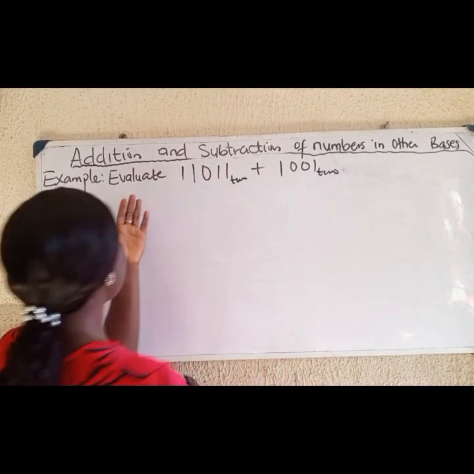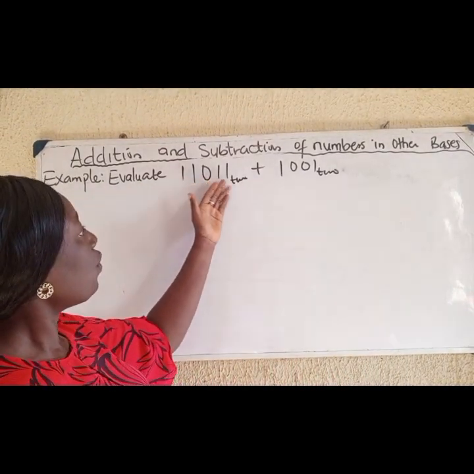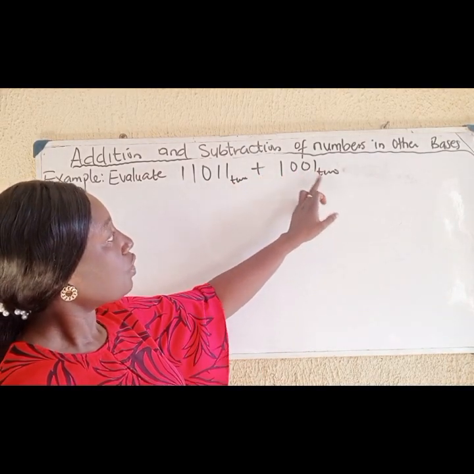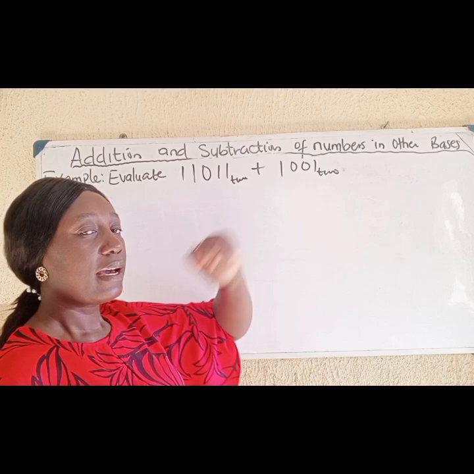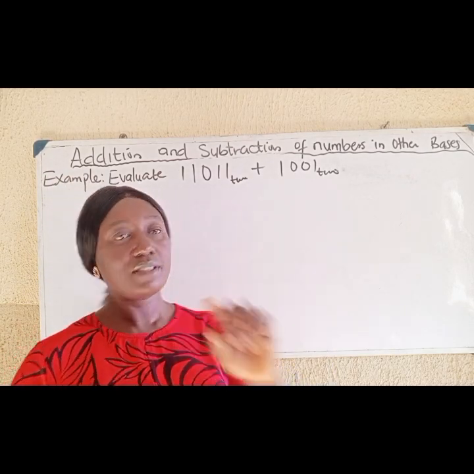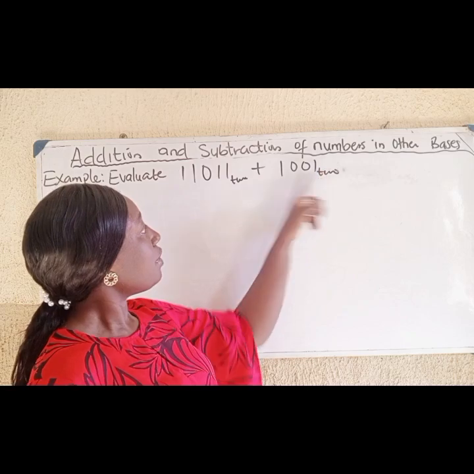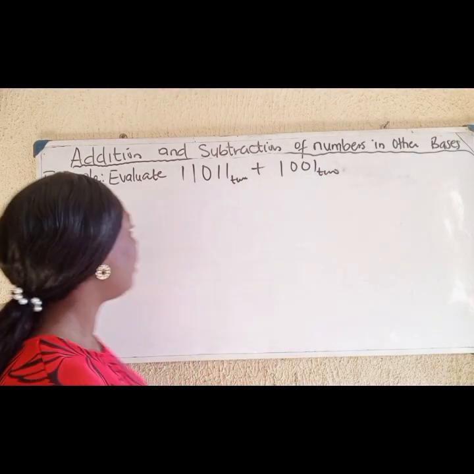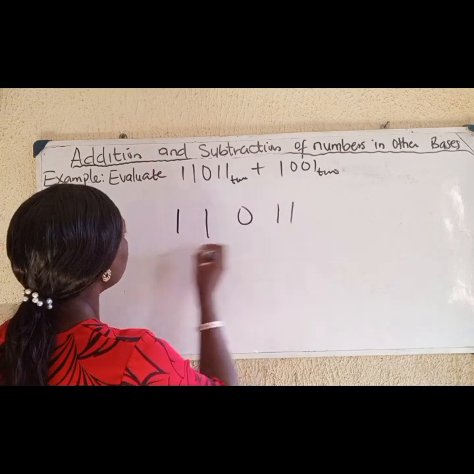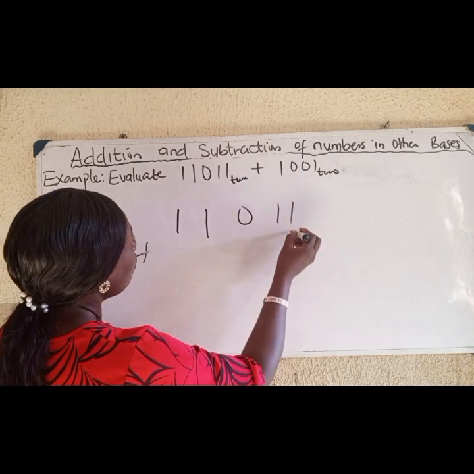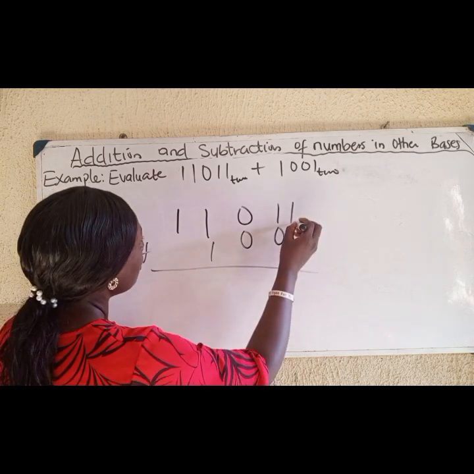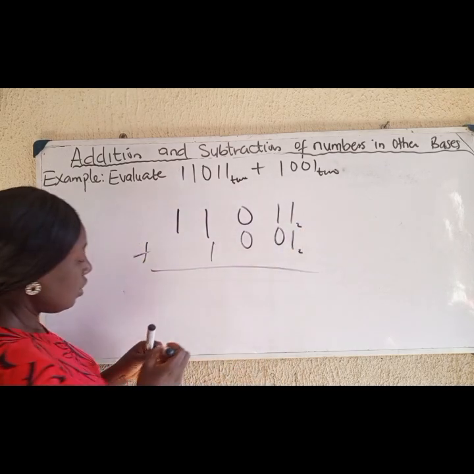So the question says evaluate 11011 in base 2 plus 1001 in base 2. Like I said, the first thing you will check is whether they are of the same base. So you can see that they are in base 2, so we can add. I have 11011 plus 1001. We are adding in base 2.